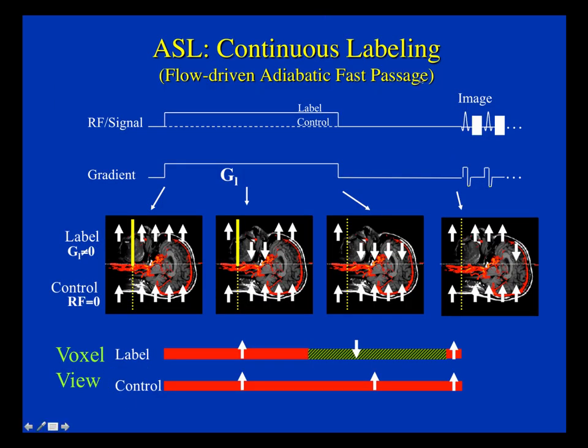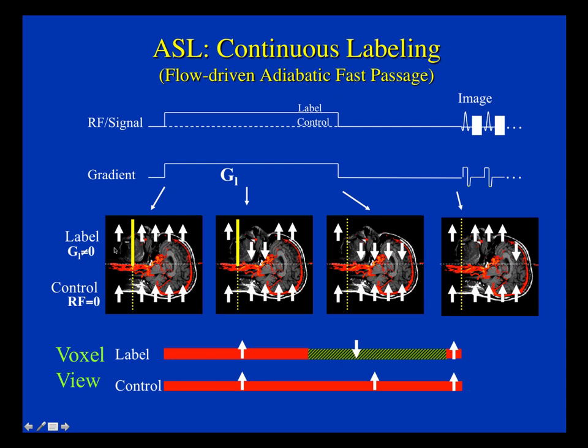Okay, so at this point, let's look at continuous labeling. If you remember, in continuous labeling, we define a very narrow labeling plane, and this is done by applying a radio frequency pulse in the presence of a gradient. The frequency and the gradient strength that we apply define the location of the labeling plane that I show here in orange. Now, in this case, when the blood crosses this labeling plane, it gets inverted in a process called adiabatic fast passage.